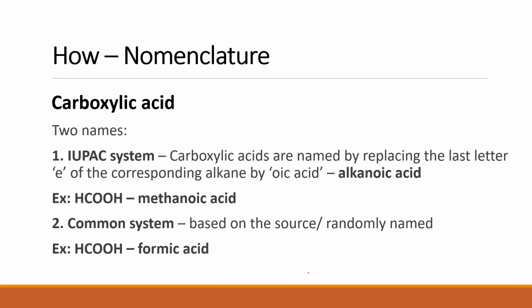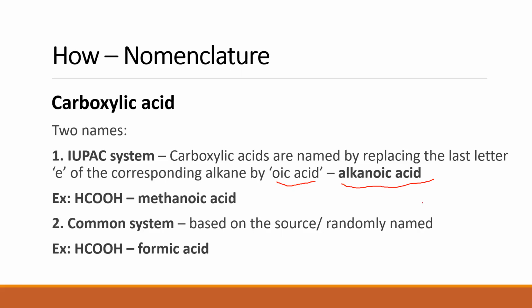In the IUPAC system, carboxylic acids are named by replacing the last letter E of the corresponding alkane by oic acid. Oic acid is my suffix, the name given to the functional group. So I have an alkane. I replace the last letter E of the alkane by oic acid, which will give me alkanoic acid. Clear? It gives me alkanoic acid.